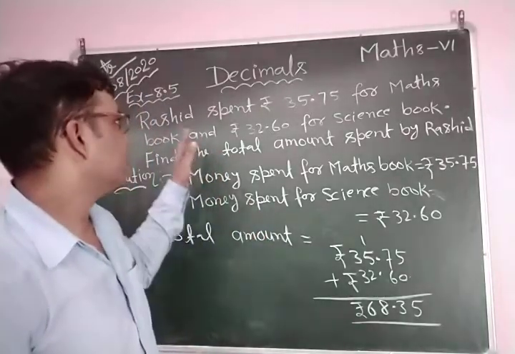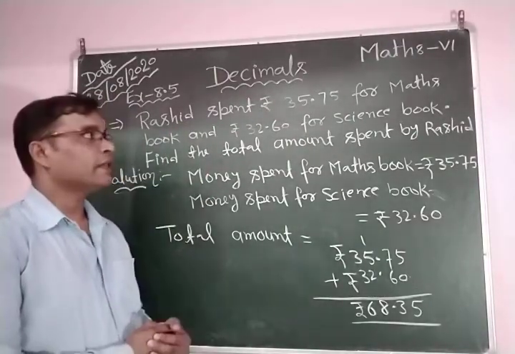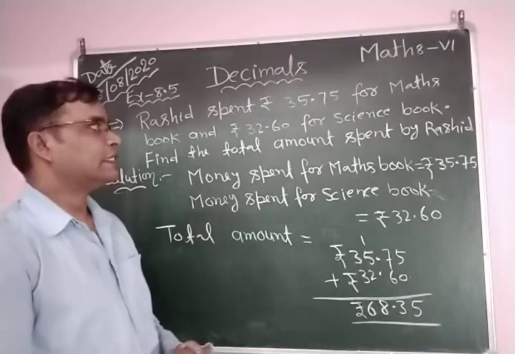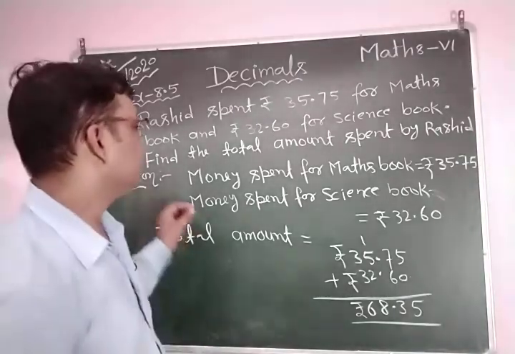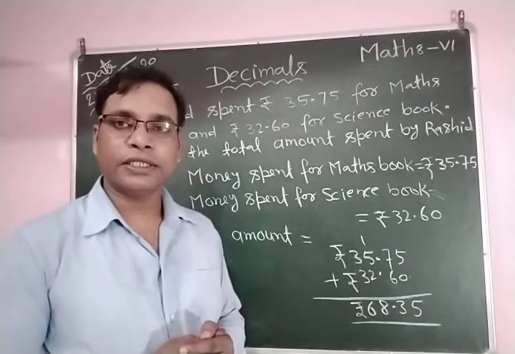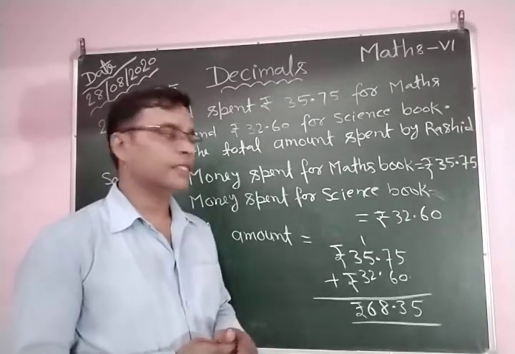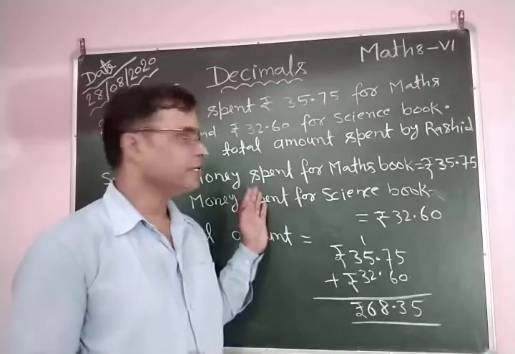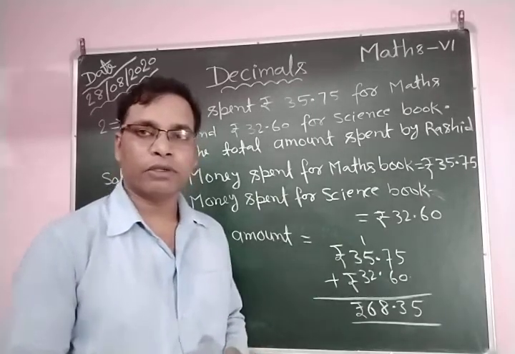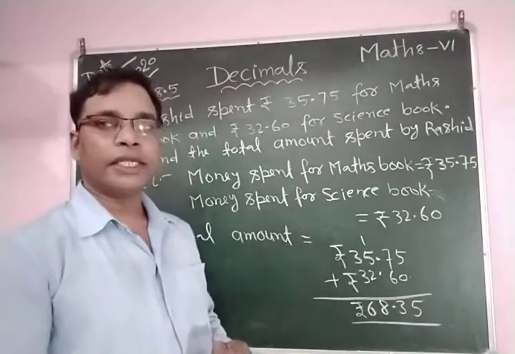In this question, the question asked us that Rashid spent 35.75 for math books and 32.60 for science books, and we need to find the total amount, meaning how much Rashid spent on the books of mathematics and science. So for this we need to sum them. First we write the money spent for mathematics books is 35.75 rupees, and the money spent for science books is 32.60 rupees.